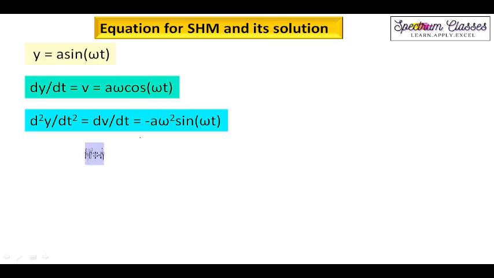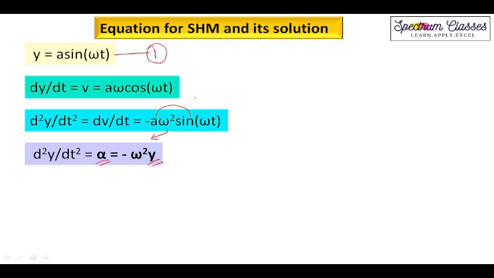Now I am going to change this equation into this form. So d2y upon dt square is equal to alpha, and this is equal to minus omega square y. From where does this y come? y is equal to a sine omega t, which comes from equation number 1. So alpha will be equal to minus omega square y.